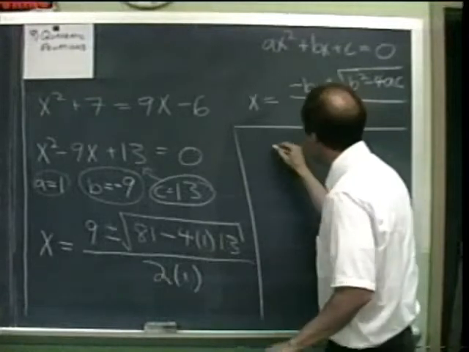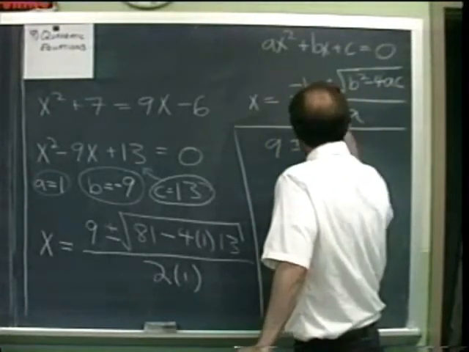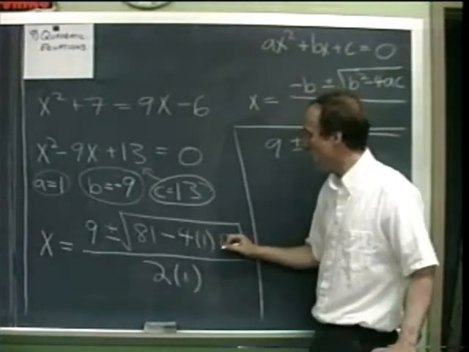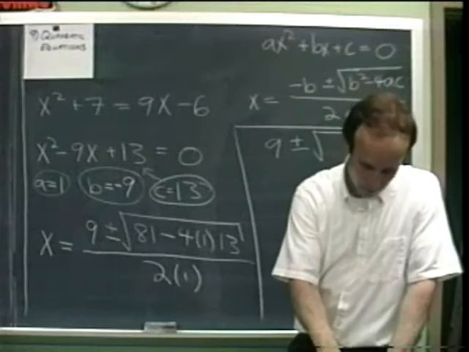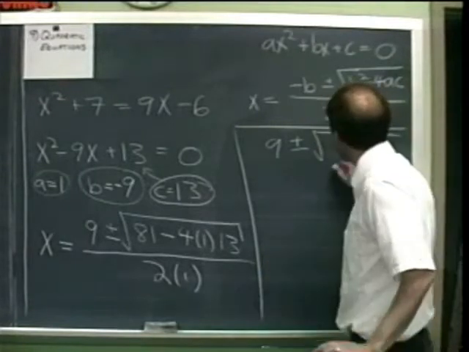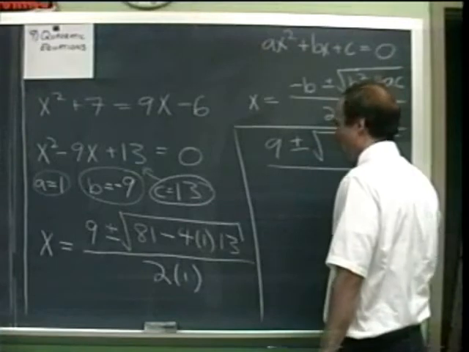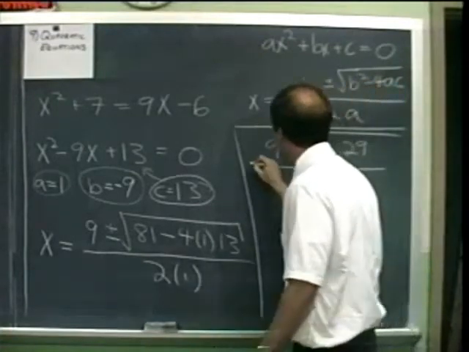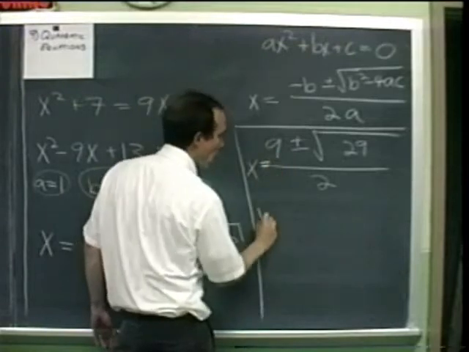Continuing over here, I got 9 plus or minus the square root of 81 minus 52, which is 29, all divided by 2. And of course this corresponds to two values.